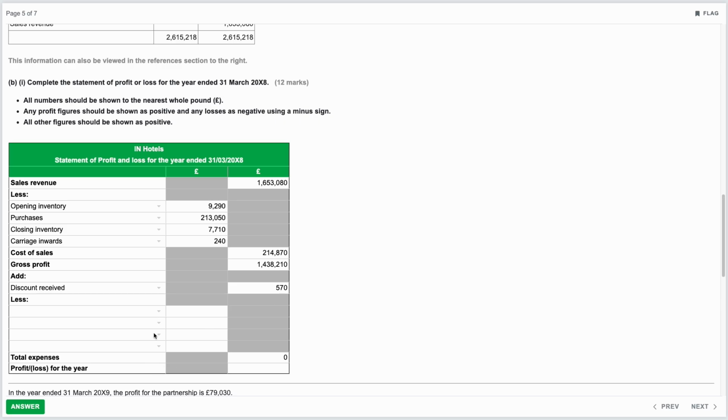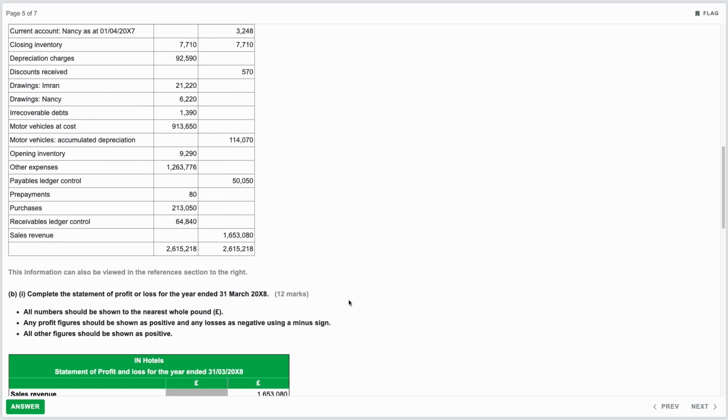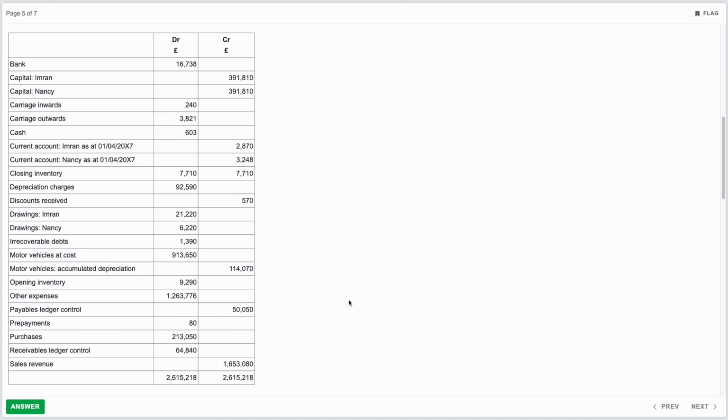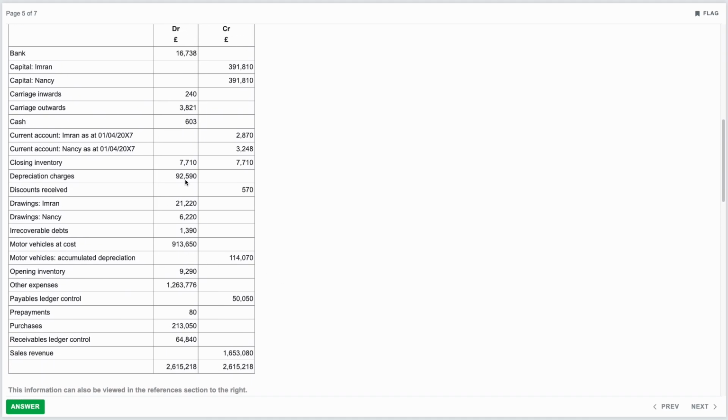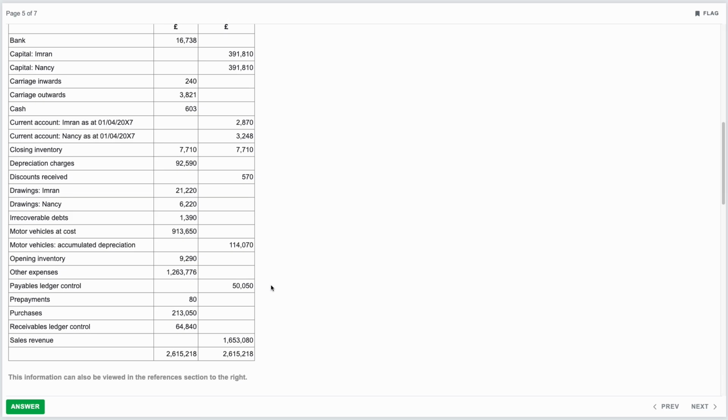Okay, we can now start taking off our expenses. So let's scroll up and have a look what we've got. So we've got depreciation charges here. We've got, as I said, carriage outwards that I mentioned earlier. We've got irrecoverable debts. We've got other expenses of 1,263,776, so they're large.